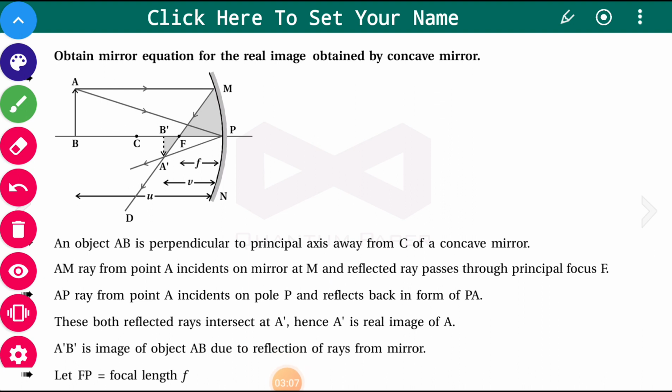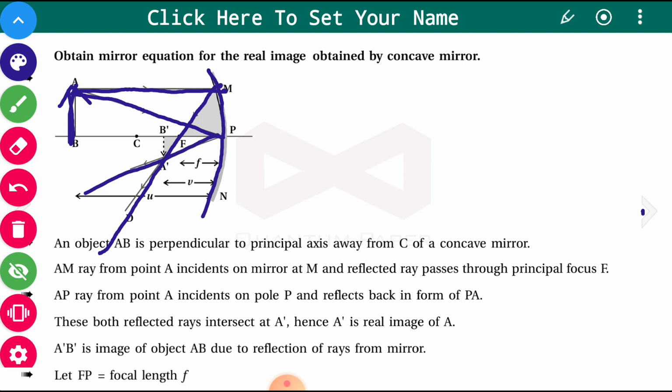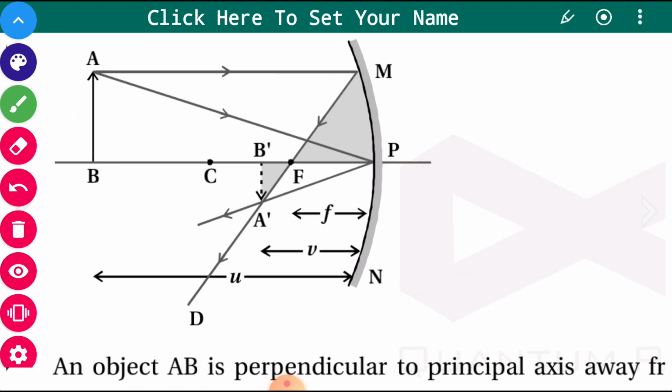Now there is the mirror formula. Mirror formula you have studied in the 10th standard. This is the concave mirror, this is the object AB. Try to understand, this is the object AB. The ray parallel to the principal axis, after reflection passes through the focus, and the oblique ray will follow the laws of reflection. So both are intersecting at this point, and the image is obtained at this point A prime B prime.